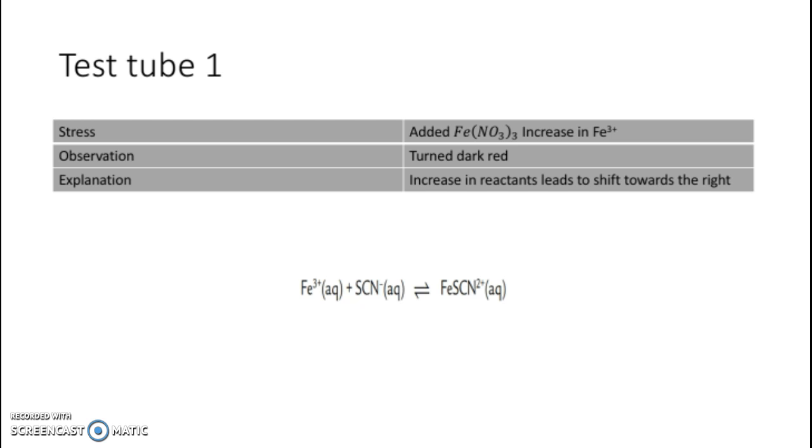So in the first test tube, we are going to observe what happens when we increase the concentration of the iron 3+. And what we observed is that the liquid turned a very dark red color.